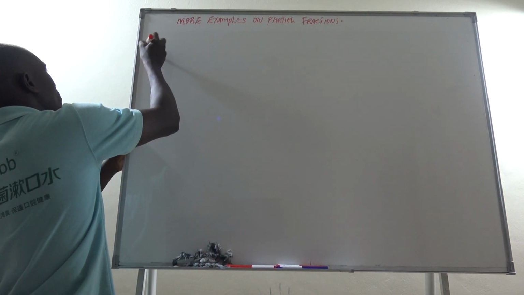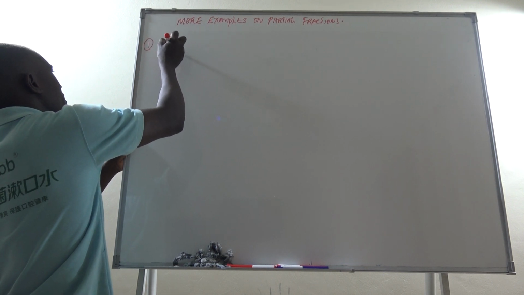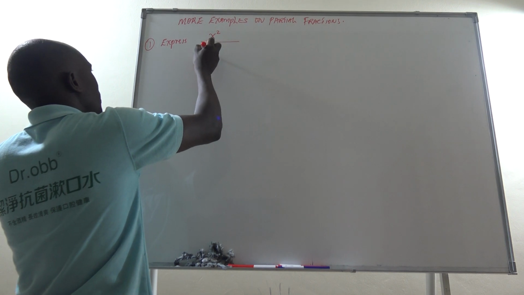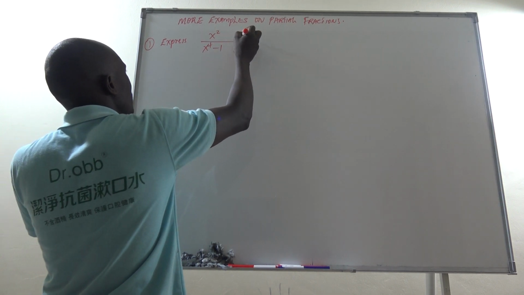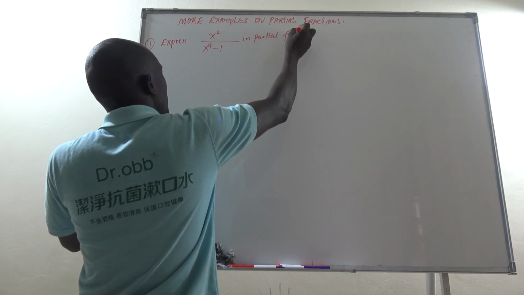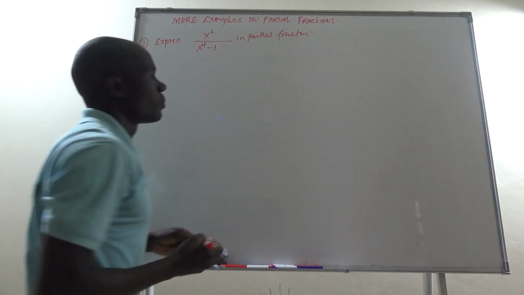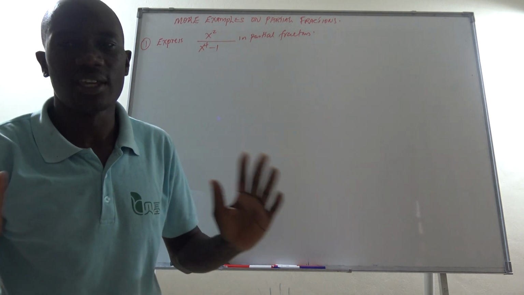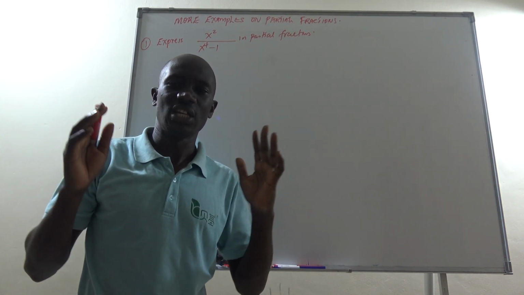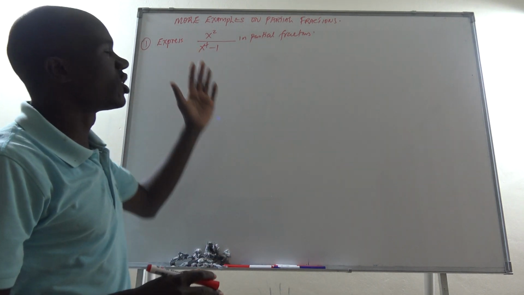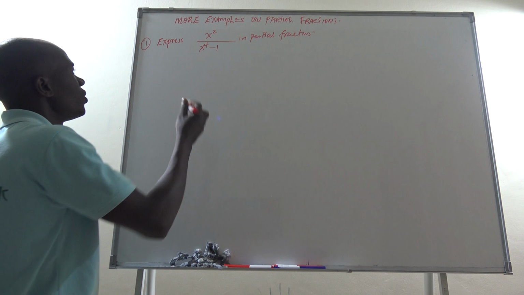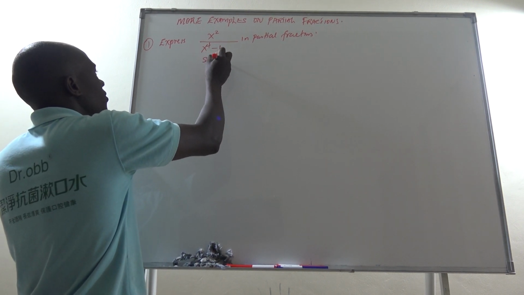So we are starting with one. Express x squared all over x power 4 minus 1 in partial fractions. So we want to express this. It depends on which type of fraction this is. This is already a proper fraction, so what we are going to do is first factorize the denominator.